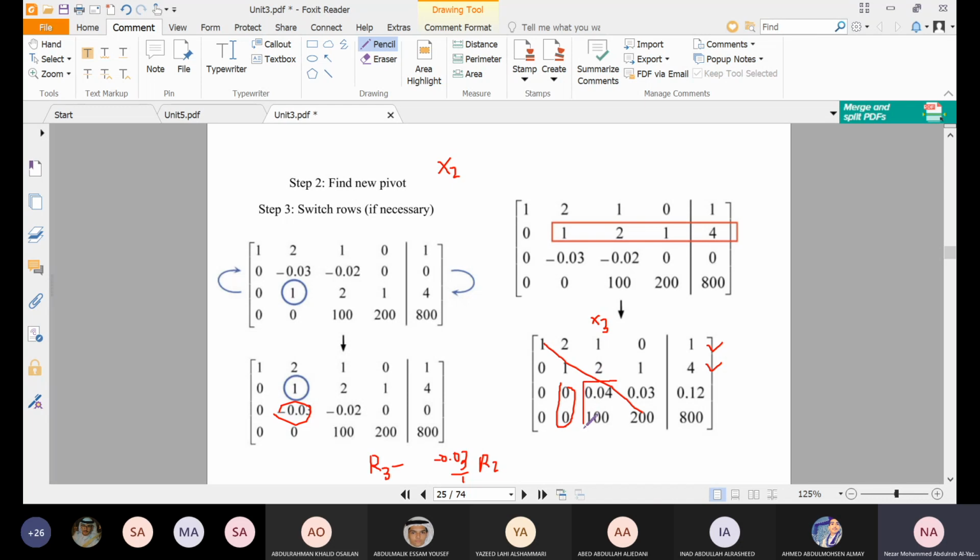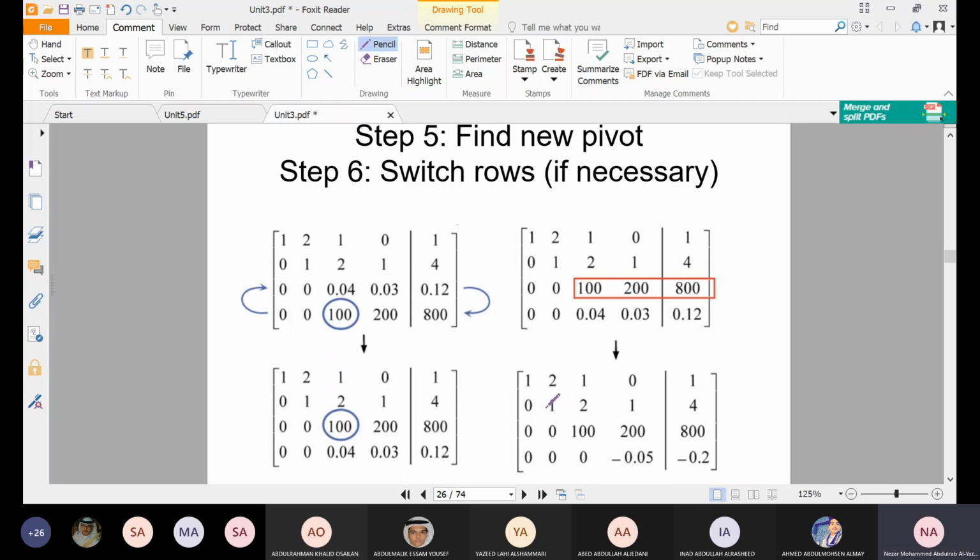Now I will compare row number 3 and row number 4. I will look for the maximum magnitude. After that, I will consider this the third buffed row. If you compare the magnitude of 0.04 with 100, I will consider 100 the maximum now. So this will swap between row number 4 and row number 3. This will be the new buff that I'll use. No change will happen to this one because we don't want to change these buffed rows that we have before.